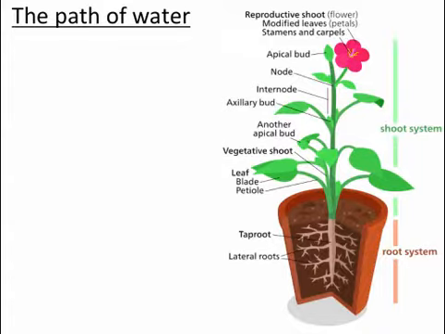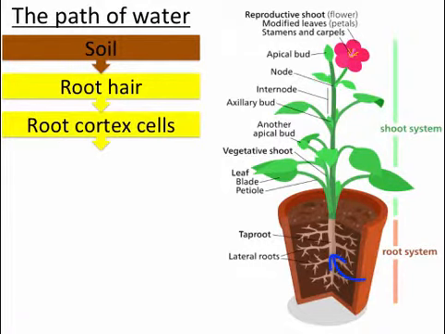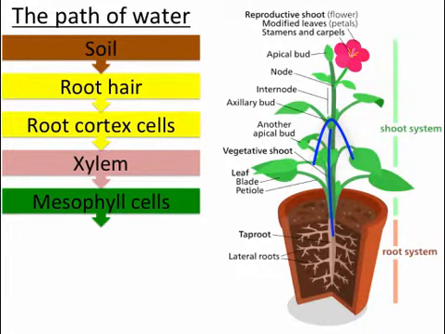You already know that plants get water from the soil. The water will then move in by osmosis to the root hair. Then it moves into the centre of the root towards the xylem and phloem, and these intermediate cells are called the root cortex cells. From there, it then moves into the xylem, up the stem, and into the leaf.